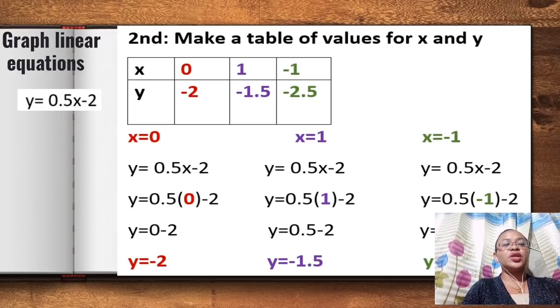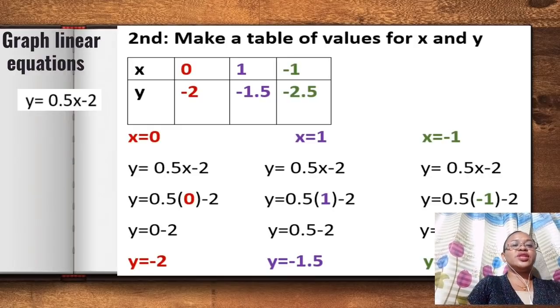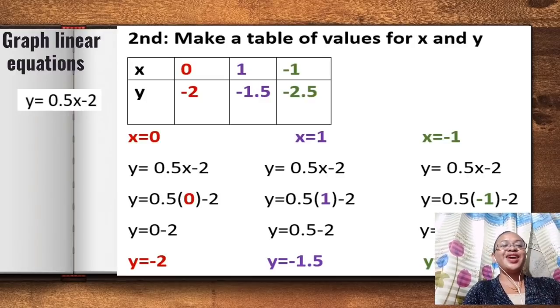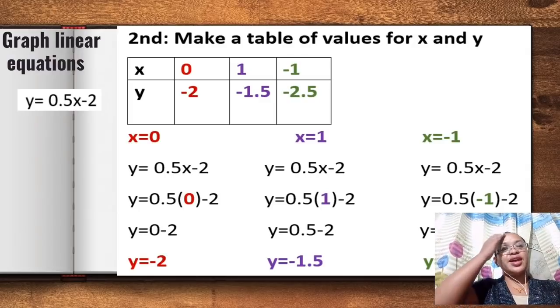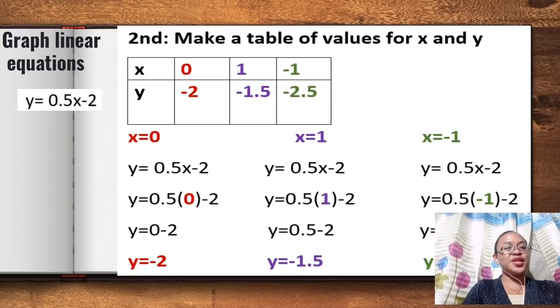Okay, so let us start with x equals 0. y is equal to 0.5, and since x is 0, we multiply 0.5 with 0, minus 2. And so it becomes y equals 0, since 0.5 times 0 is 0, minus 2. Then y is equal to negative 2. That means our x is 0 and our y is negative 2. That is our first coordinate.